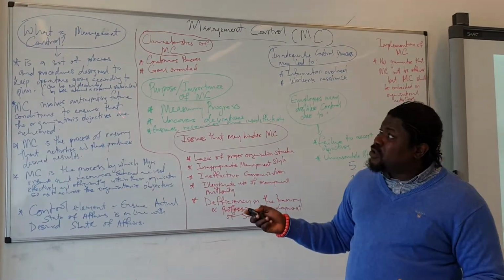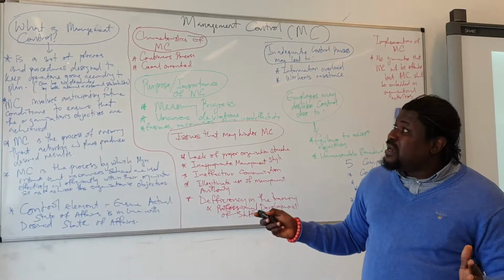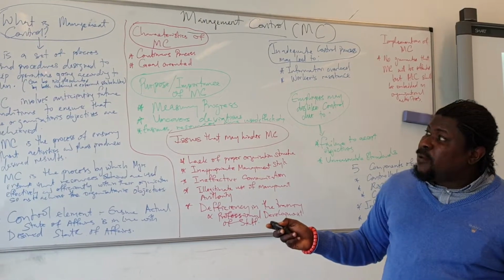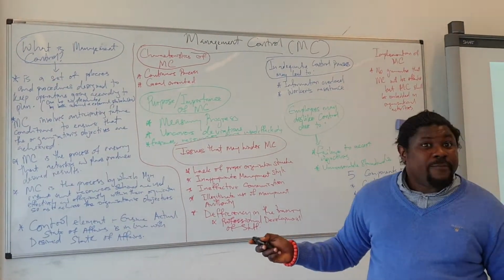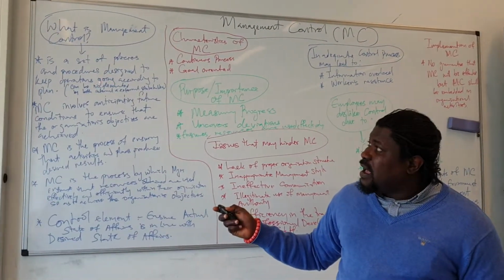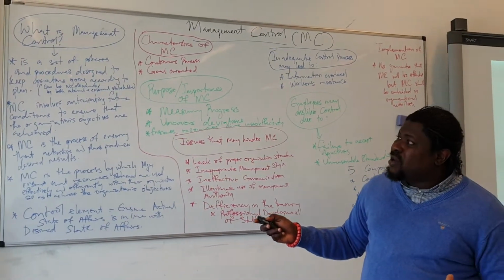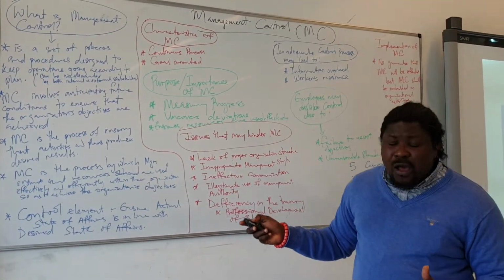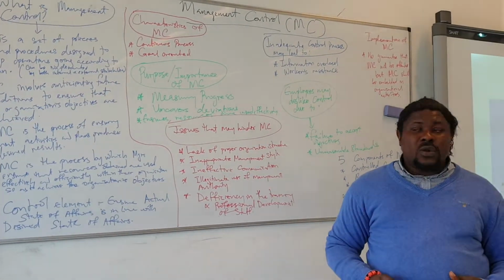Management control is a set of policies and procedures designed by internal or external stakeholders in order to keep operations of the organization going according to plan. I'll read that again just to be sure. Management control is a set of policies and procedures designed to keep operations going according to plan, and these policies and procedures can be designed or implemented by internal or external stakeholders.